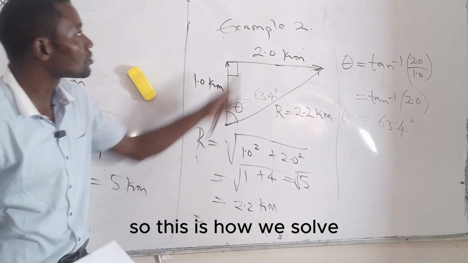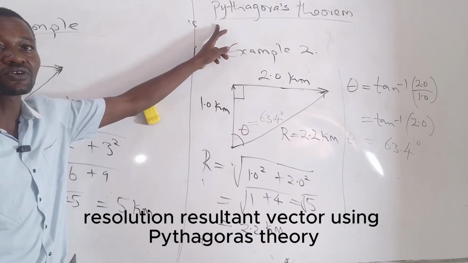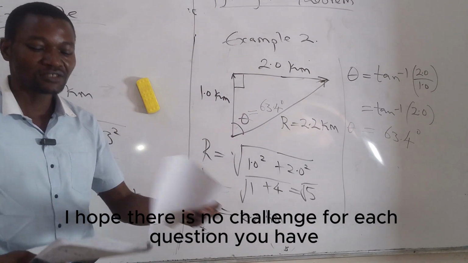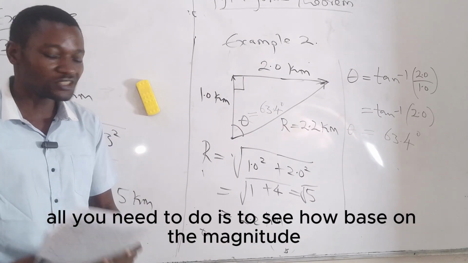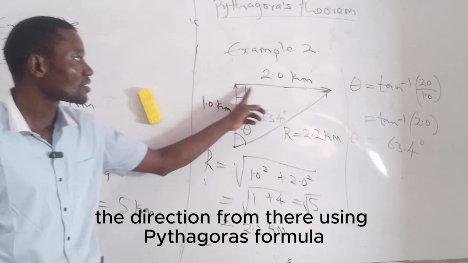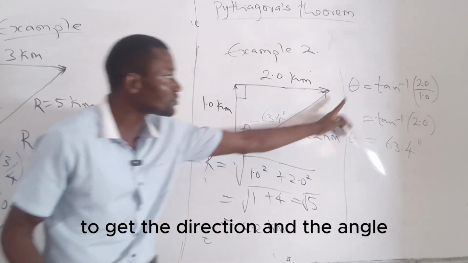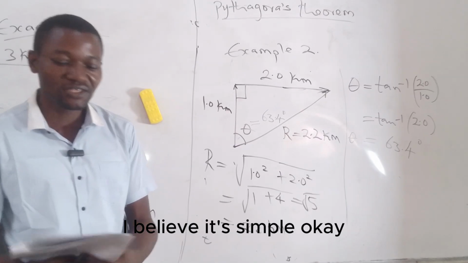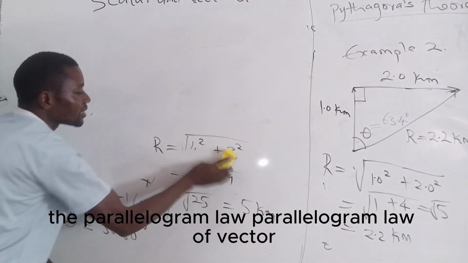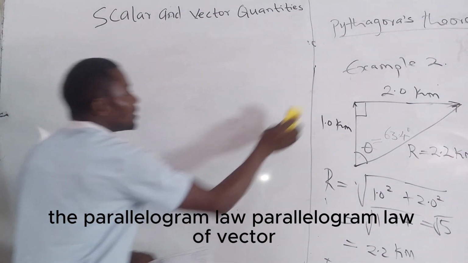So this is how we solve for the resultant vector using Pythagoras theorem. I hope there is no challenge. For each question you have, all you need to do is to see, based on the magnitude and the direction, and from there use the Pythagoras formula to get the resultant and the angle. I believe it's simple. Okay, let's look at the second one, the parallelogram law. Parallelogram law of vectors.